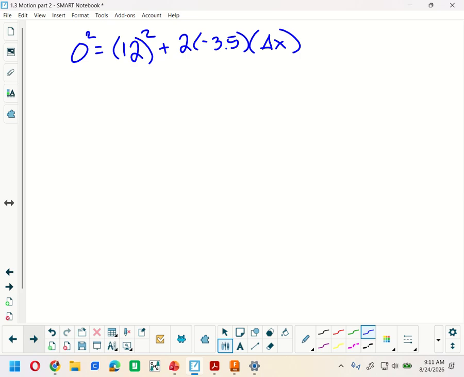All right, the variable is over here. We need to solve for that variable, right? On this one, the variable is not by itself, so I need to solve for that. I'm going to start doing the math. So it's 0 equals 144 minus, because 2 times 3.5 is a negative 7, delta x.